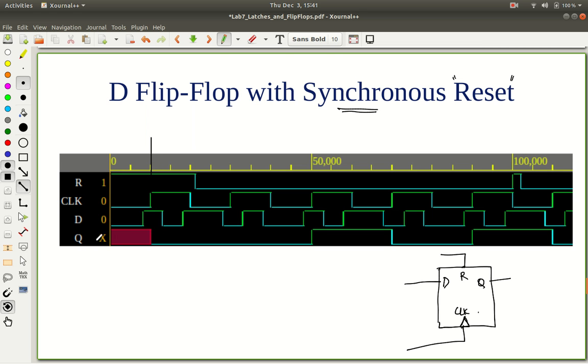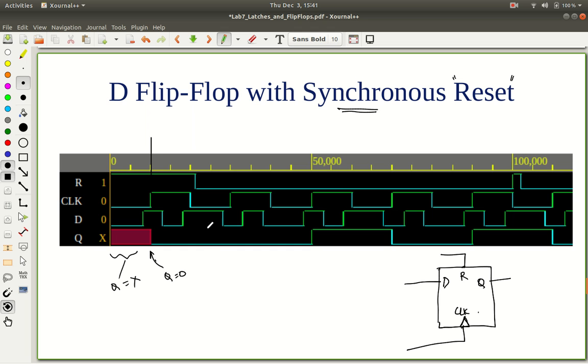So at this point is where Q goes to 0. So at this point we have Q being 0. Before that Q was unknown. Now when Q goes low, let's see if on any other rising edge, now the reset goes low here, so reset should not take priority.